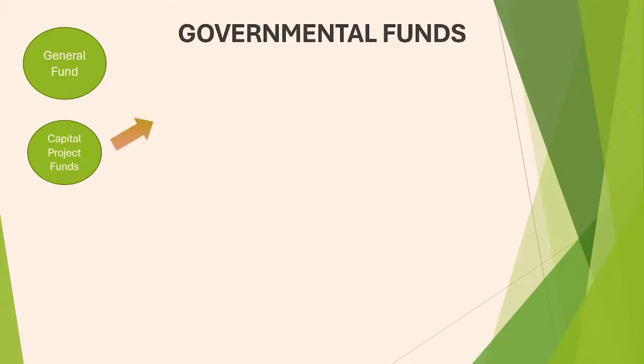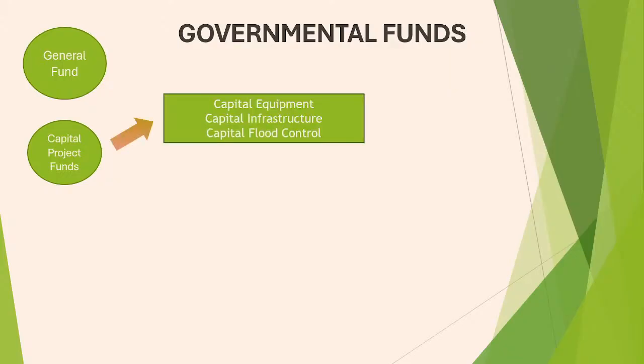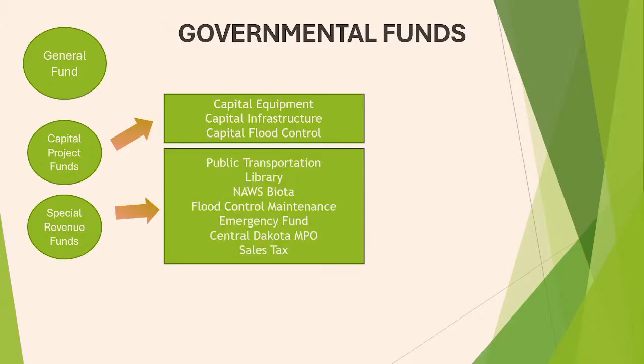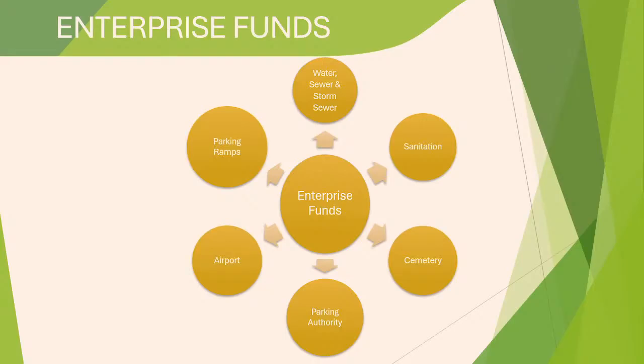We have capital projects funds, and that includes capital equipment, capital infrastructure, and capital flood control. We have special revenue funds. We have a number of those: transportation, library, the NAS biota plant, which is a new one, flood control maintenance, which is relatively new, the emergency fund, Central Dakota MPO, which again is new, and then our various sales tax funds. The last one that we have is the debt service funds of the governmental funds. Then we have the enterprise funds, all of those: parking ramps, water, sewer, sanitation, cemetery, parking authority, and the airport.